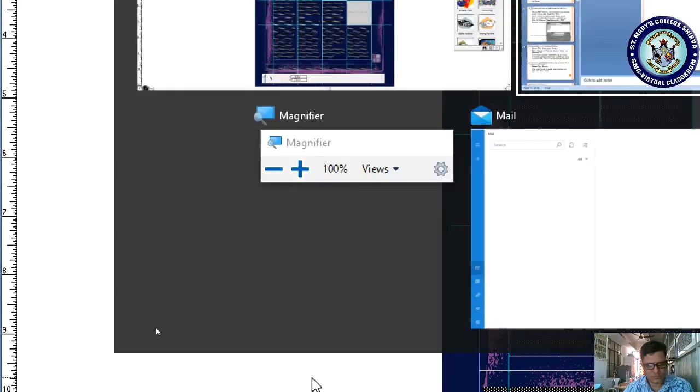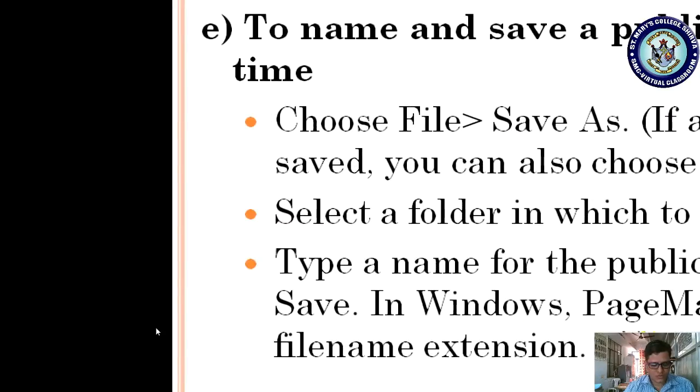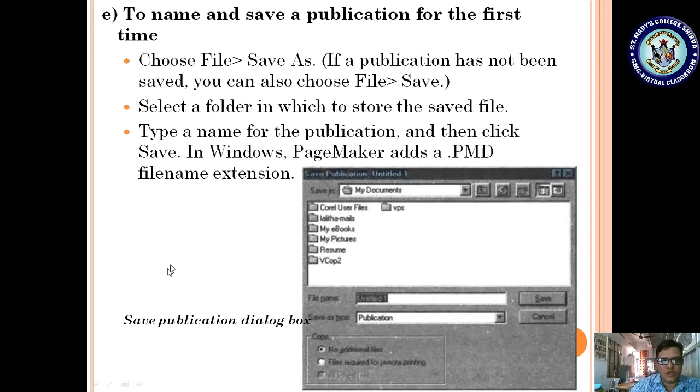So that's it about these templates. While saving any PageMaker publication, the extension will automatically be taken as .pmd. What is the PageMaker extension? The PageMaker extension is .pmd. PMD stands for PageMaker document. Okay, yes. So likewise it will be saved.